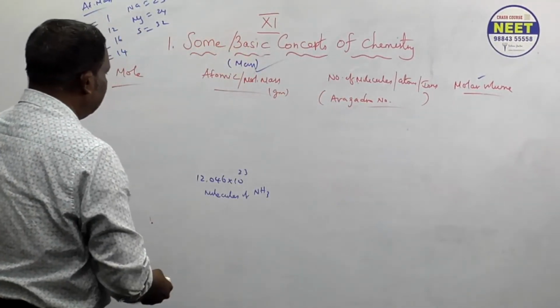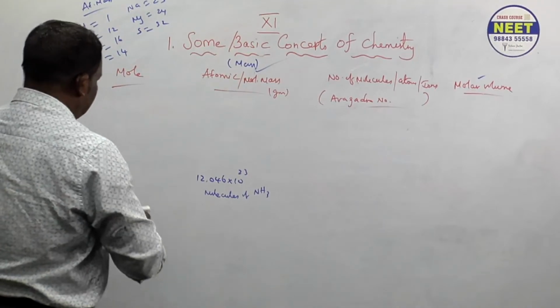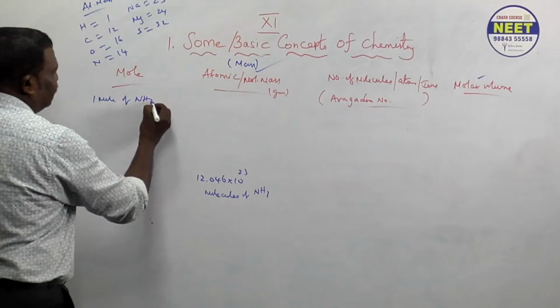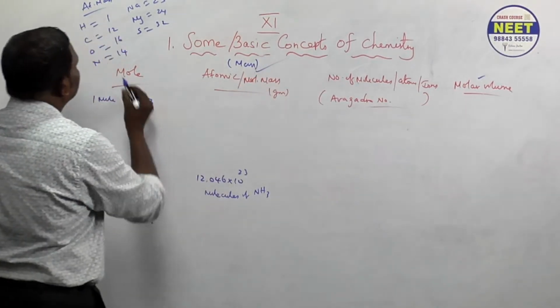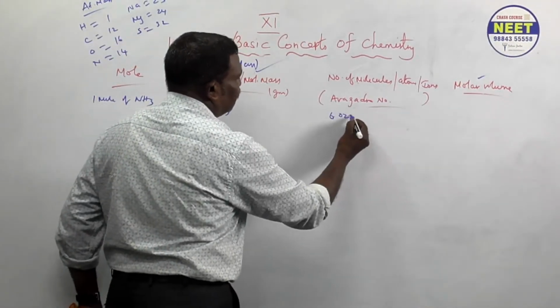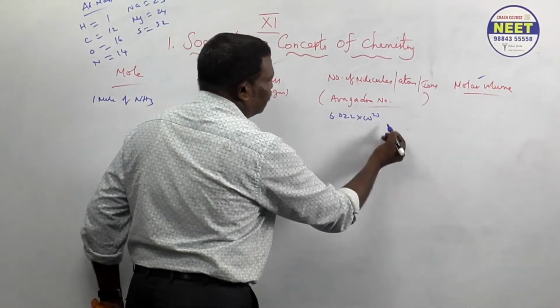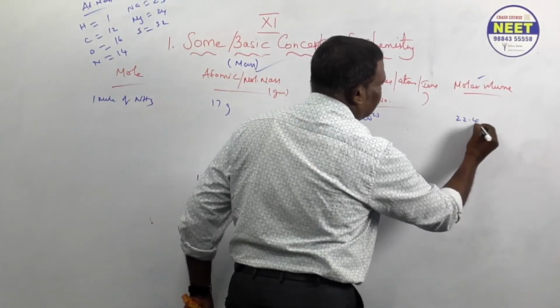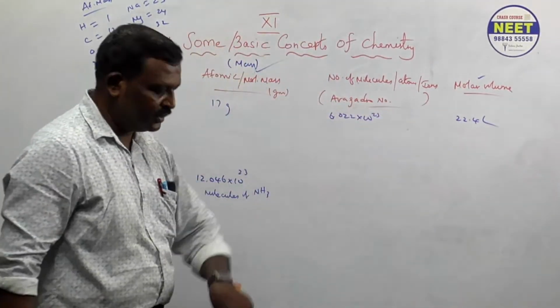Calculate the mass of ammonia. So immediately you should write what? 1 mole of ammonia: 17 grams, 6.023 into 10 power 23 molecules, and 22.4 liters. You know that. Understood?